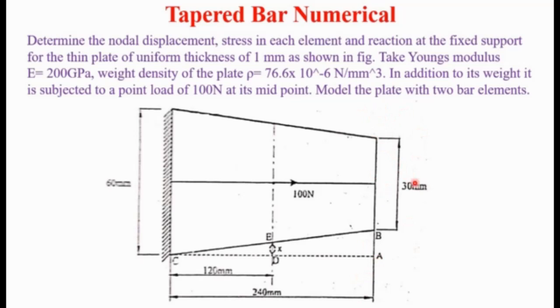So this 30 mm is given. Therefore 60 minus 30 is 30 mm, the remainder is 30. That means this AB plus this distance equals 30 mm. Again it is divided into two halves, so AB is equal to 30 divided by 2, that means 15 mm.